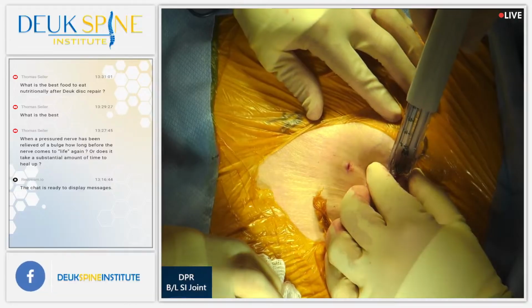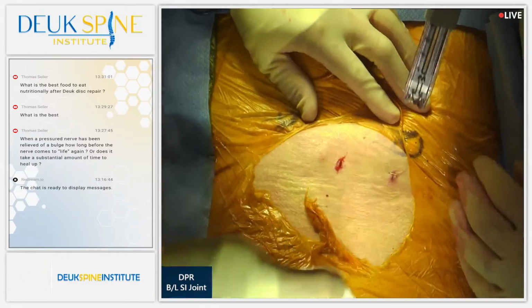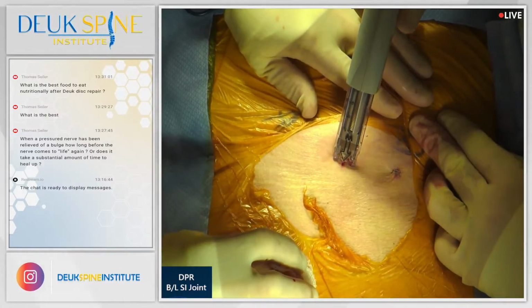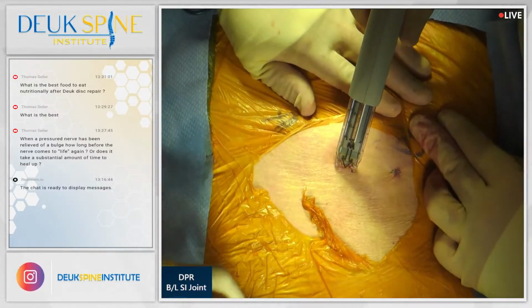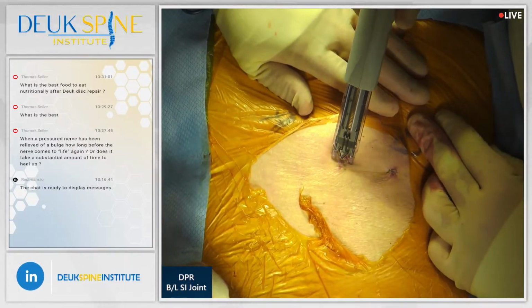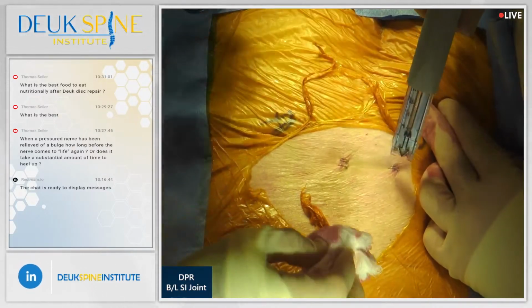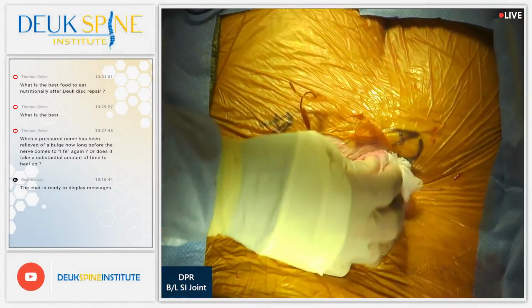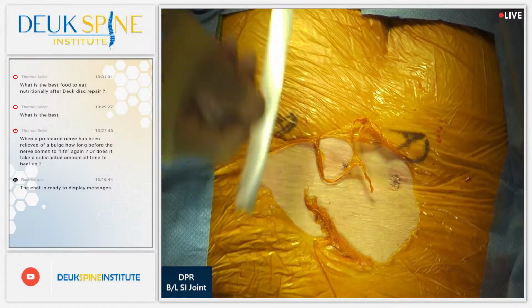You can see how tiny the incisions are. I think we lose about maybe 3 or 4 drops of blood per incision. It's bloodless surgery, honestly. And the alternative, a lot of doctors will recommend fusions of the SI joint, but fusions don't work. They've proven that they don't work.